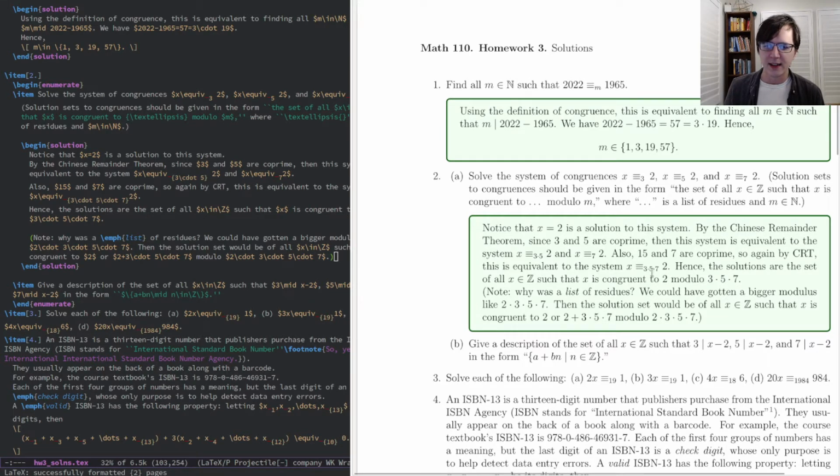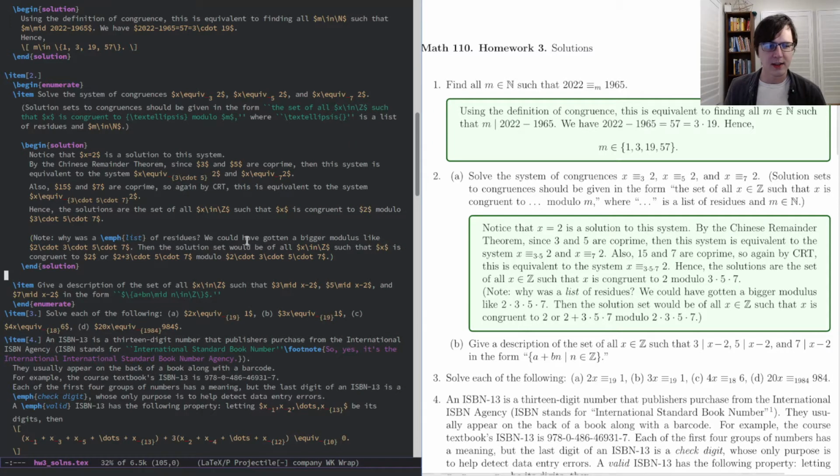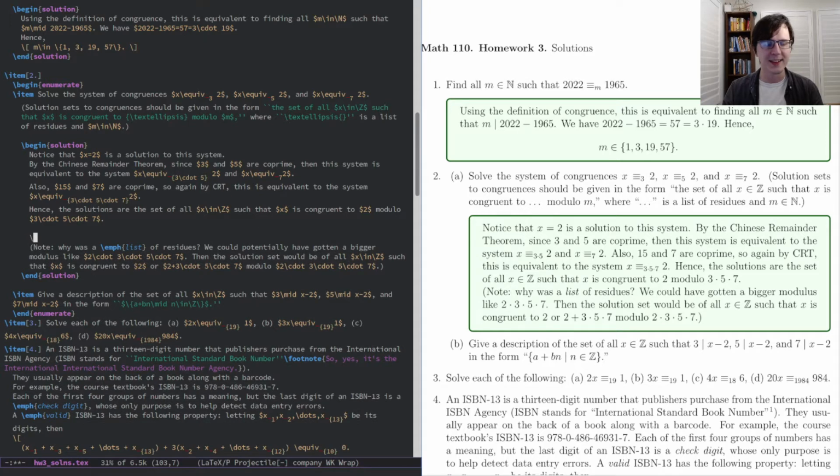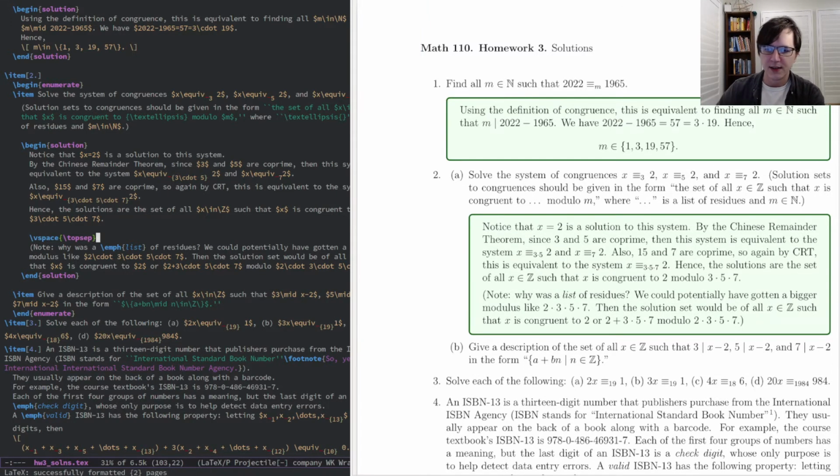So if we had, I'm going to put potentially, just to strengthen that, there's no reason you would have. So we potentially could have gotten a bigger modulus, and then the solution set would be all the integers where x is congruent to one of these two residues. Modulo 3 times 5 times 7, that's 0, so both residues are congruent modulo that number. But modulo this, we've got these two.